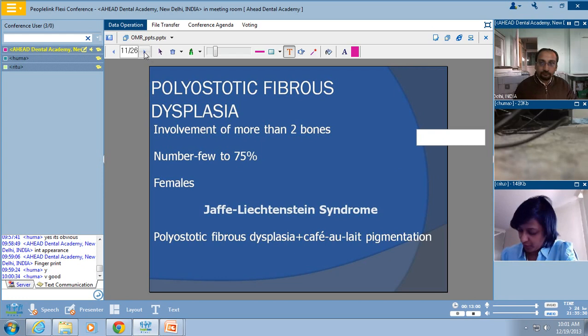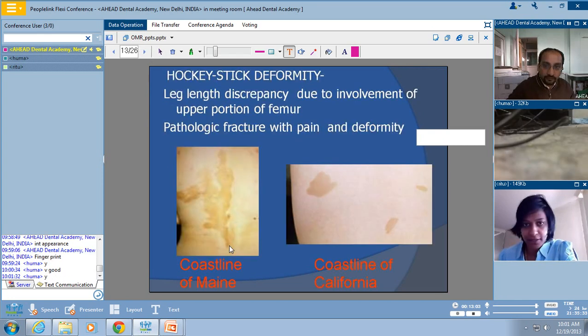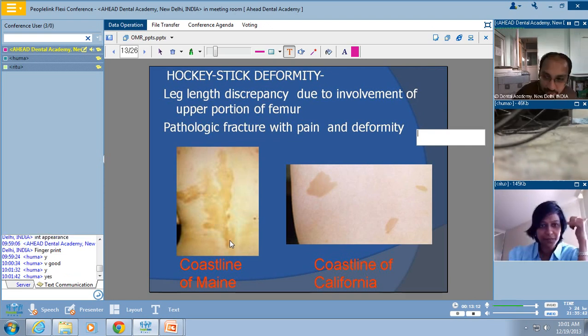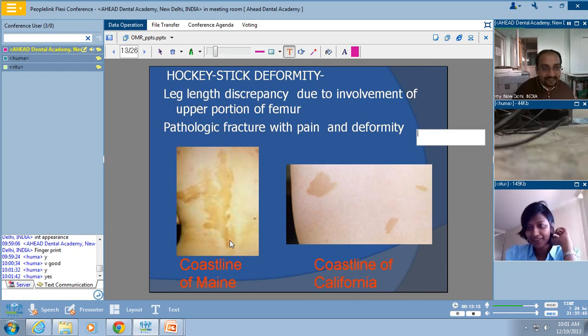Now, this is how a café-au-lait spot appears. Can you make out the café-au-lait spots? Do you guys take coffee with milk? Yes, that coffee with milk appearance is seen in café-au-lait spots. This is just to show you how a café-au-lait spot is actually seen.